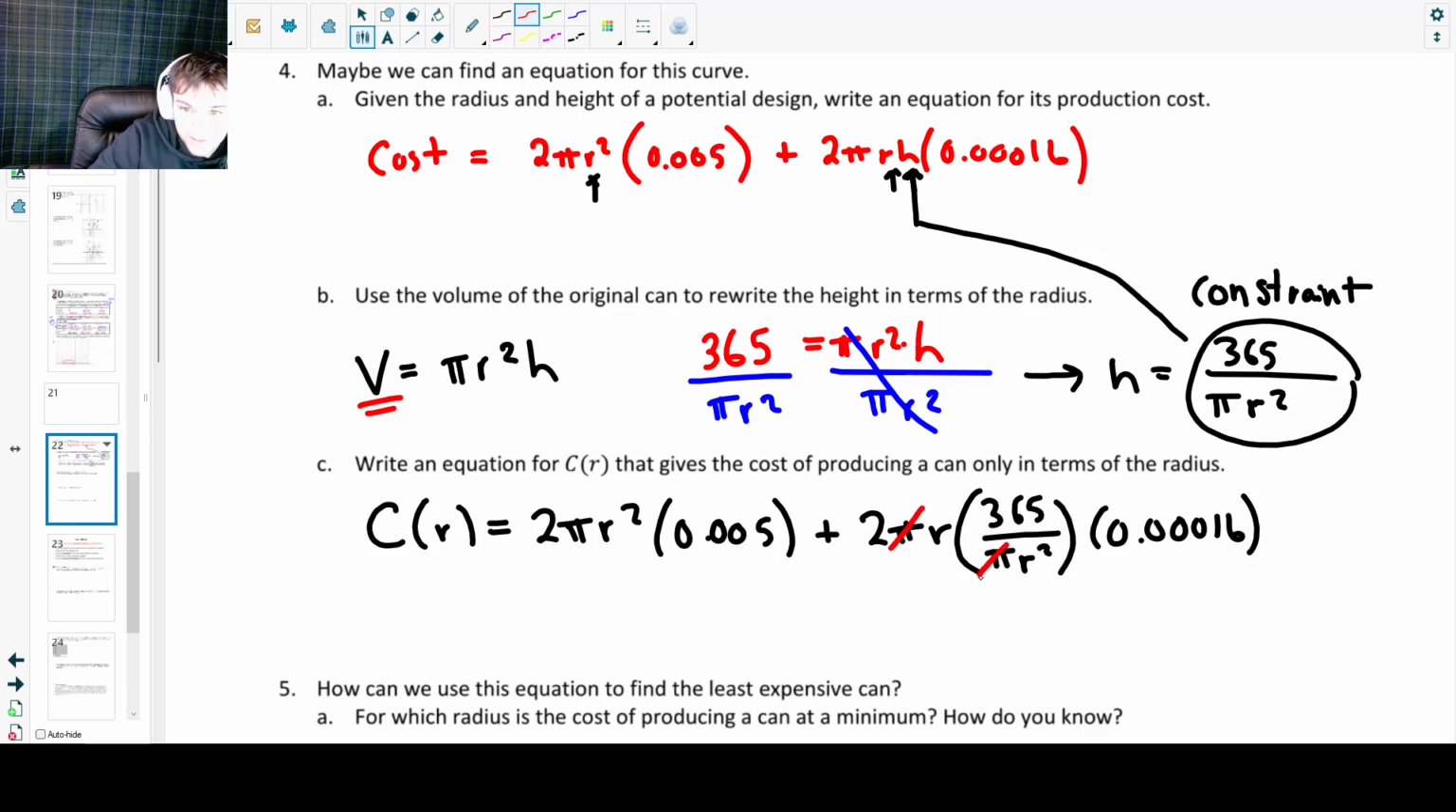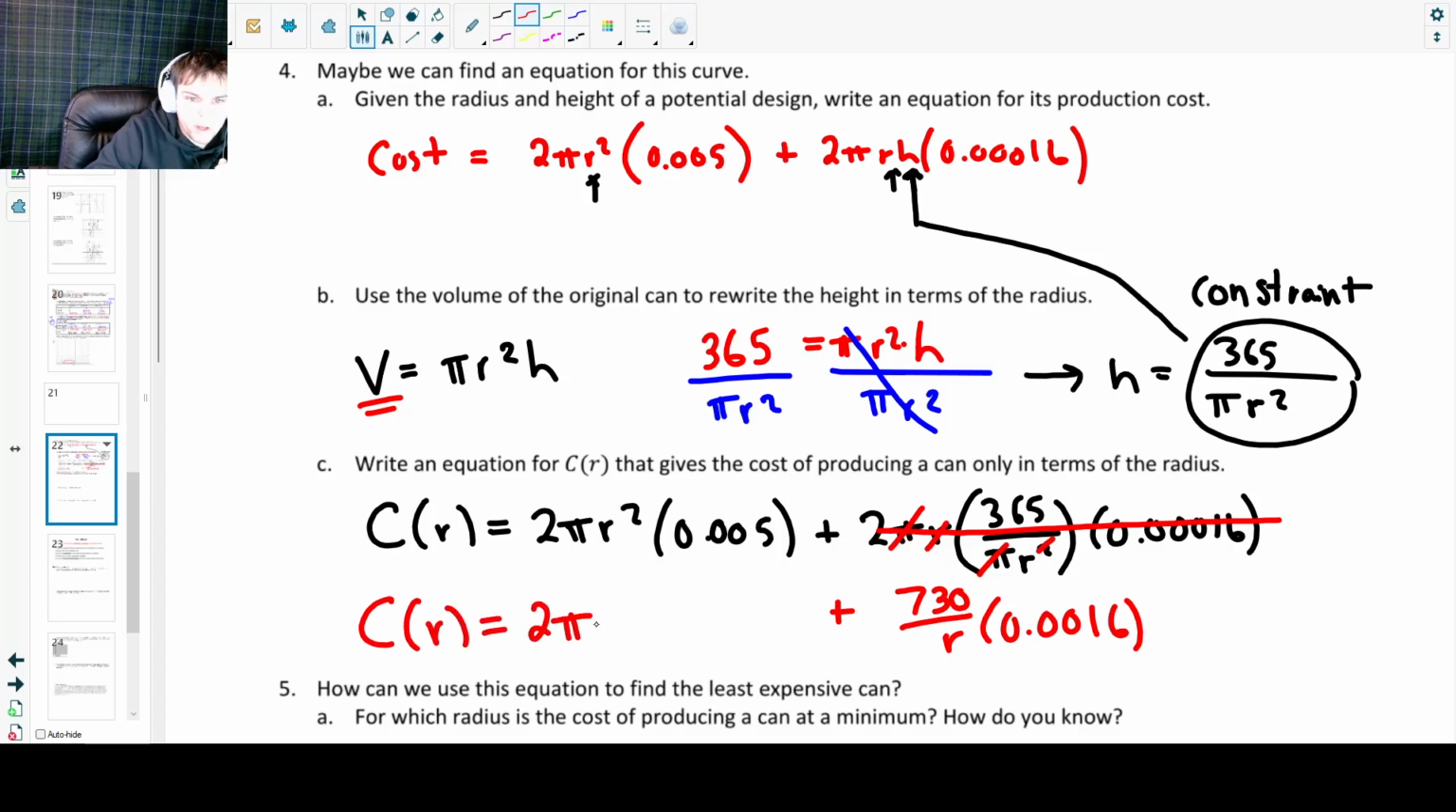This pi can cancel out. This r can actually cancel out one of those r's, and we could multiply those numbers together, right? So this could be plus 2 times 365, which is 730 over r times 0.0016. So we have now kind of gotten rid of this part over here, and we've replaced it with that, kind of a simpler version. Cool.